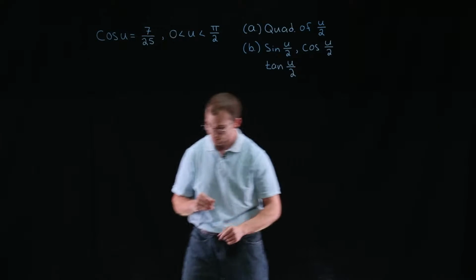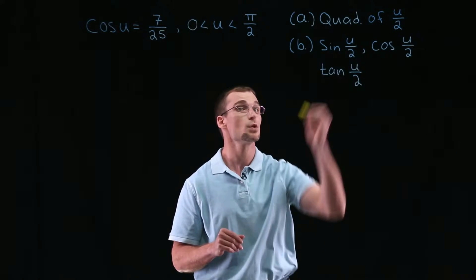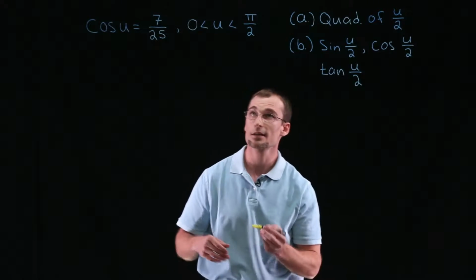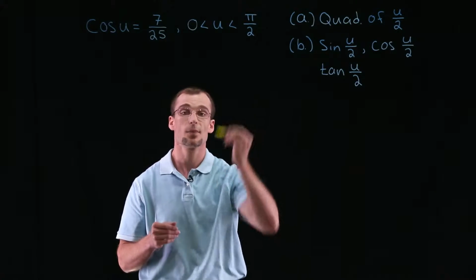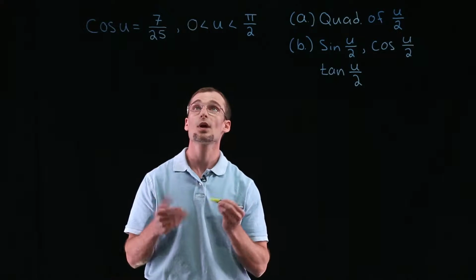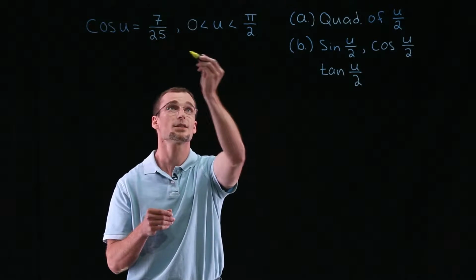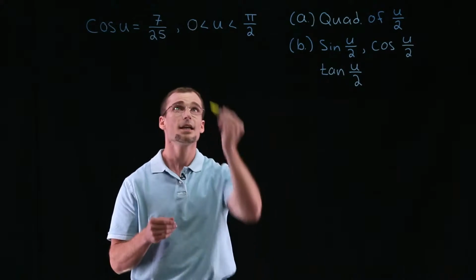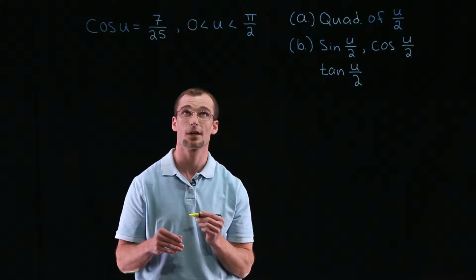So let's get started with part A. We want the quadrant of u over 2. First let's look at our given information. We have that u is between 0 and pi over 2. The way we can think about that is, if an angle is between two points, half of that angle is still logically going to be between those. But we'll use some math to verify that.